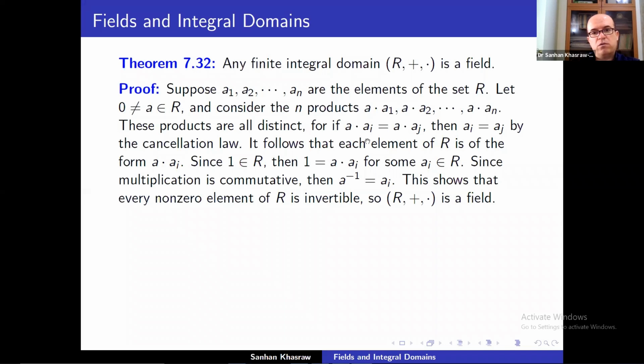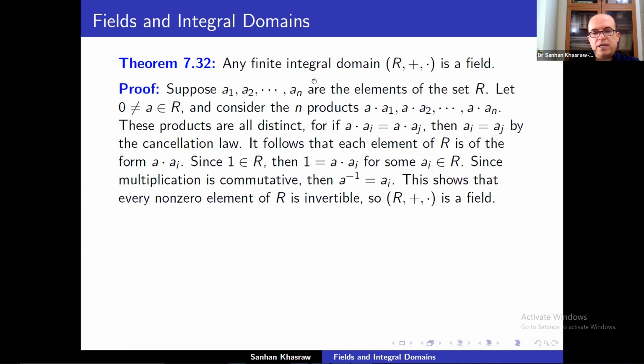If I say A times AI is equal to A times AJ, what I will get? Because our ring has no divisors of 0, as I mentioned before, we can apply the cancellation law. So if I cancel A from both sides, I will get AI equals AJ. But AI is not equal to AJ because I said these elements are all distinct. Then the products are all distinct.